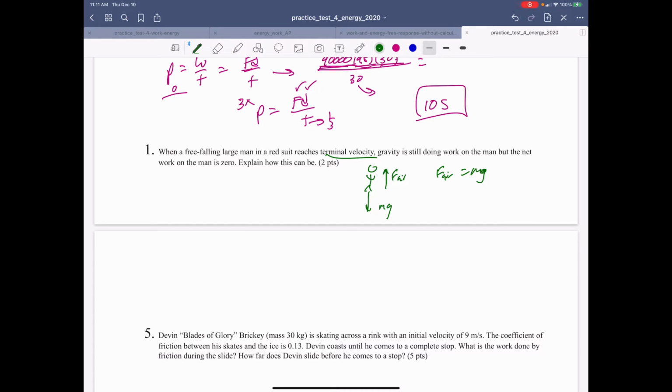That's when you stop accelerating and you just fall at that maximum velocity. Because when the forces cancel out, it doesn't mean you stop moving, it just means you stop accelerating. Gravity's still doing work. But the net work is zero. How can that be?